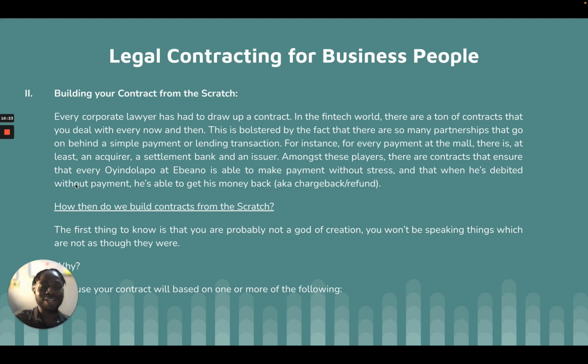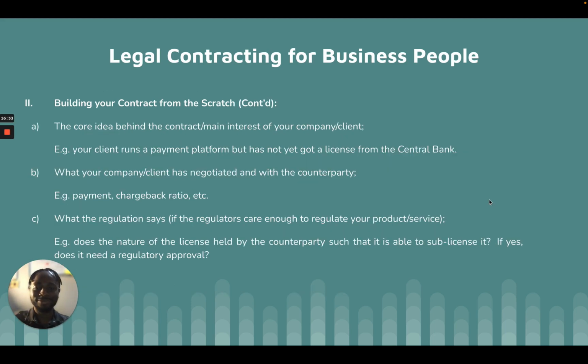Why is my slide not changing? Okay, cool. Now, building a contract depends on one or more of the things that I'm about to say. First thing is, what is the core idea behind the contract? What's the main interest of the company or your client? What exactly are they trying to achieve?